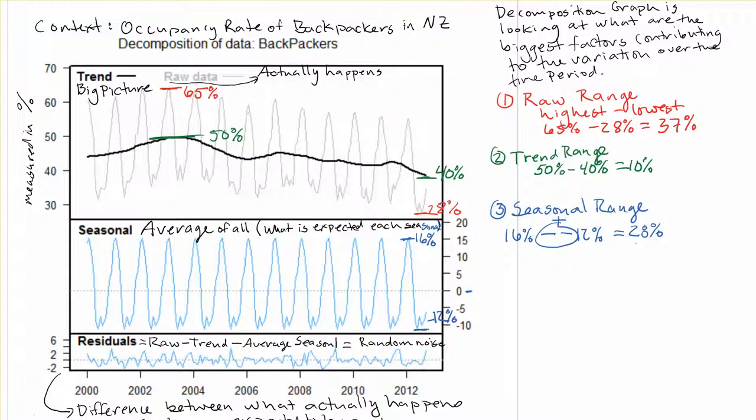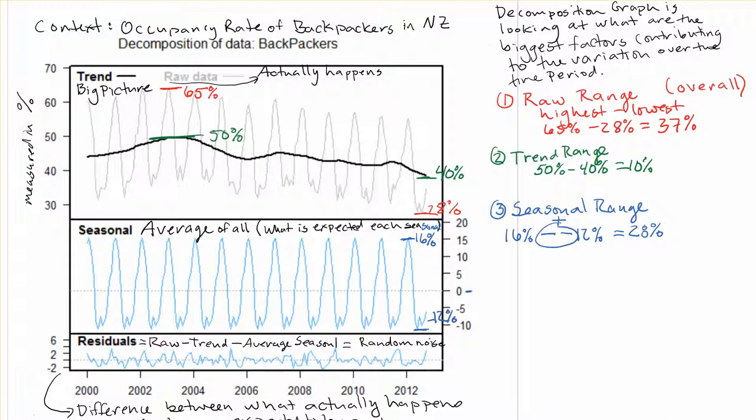And what we need to do now is think about what's the percentage contribution of each of these. Knowing that the overall variation is 37%, roughly 10% of that came from the trend, and 28% of that roughly came from the seasons. They don't have to add up to the 37, don't worry, they shouldn't. You can see here that we're just comparing relative sizes.